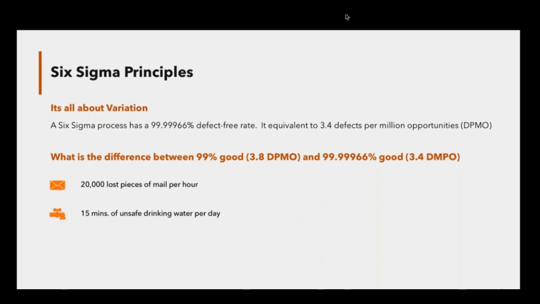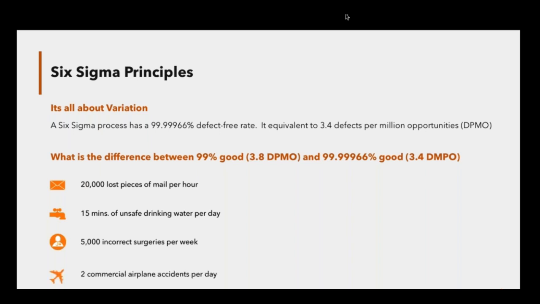What about 15 minutes of unsafe drinking water per day? Now, it's not 15 straight minutes of unsafe drinking water. It's randomized 15 minutes throughout the day. Would you be willing to take that opportunity, that chance to possibly have unsafe drinking water? How about 5,000 incorrect surgeries performed every week? That's a huge amount of surgeries, but yet it's 99% good.